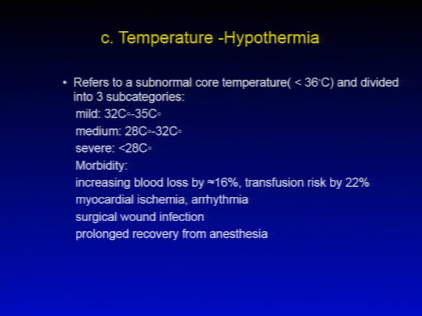Part C is about temperature. Hypothermia refers to subnormal core temperature and is divided into 3 types: mild, moderate, and severe. Hypothermia will increase blood loss by 16% and transfusion risk by 22%. Myocardial ischemia, arrhythmia, surgical wound infection, and prolonged recovery from anesthesia have been reported.